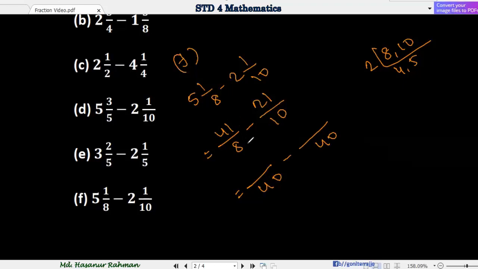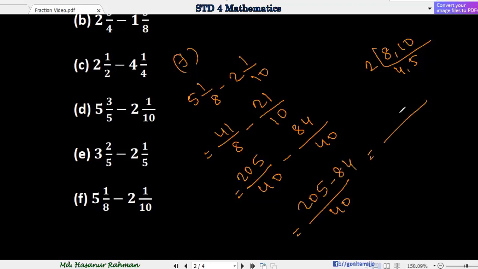Now we have to find out the equivalent fraction of 41 by 8. 8 multiplied by 5, that is 40. 41 multiplied by 5, that is 5 1 is 5, 5 4 is 20. Again, 10 multiplied by 4, that is 40. 21 multiplied by 4, that is 4 1 is 4, 4 2 is 8. So now we can subtract the numerator, 205 minus 84.